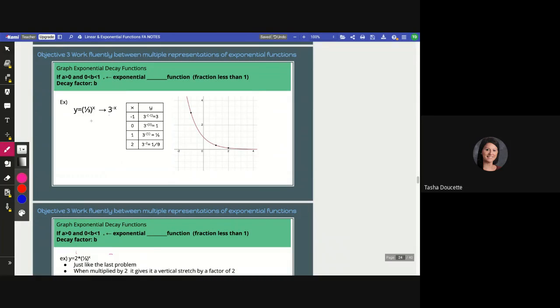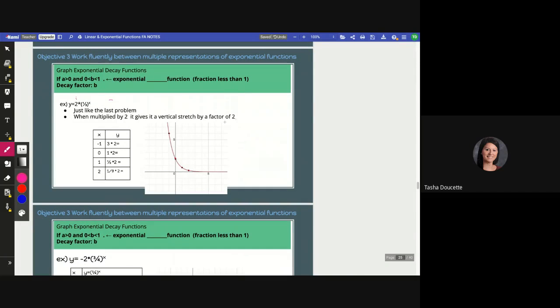Here we have a parent function of 1/3 to the x power. You can keep it as this and simply plug it into your calculator to find the answers, or you can change this to 3 to the negative x power. We plug in our x values wherever we see x, and so we can find our y values and plot that on the graph. Okay, so this is an exponential decay because the fraction is less than 1.